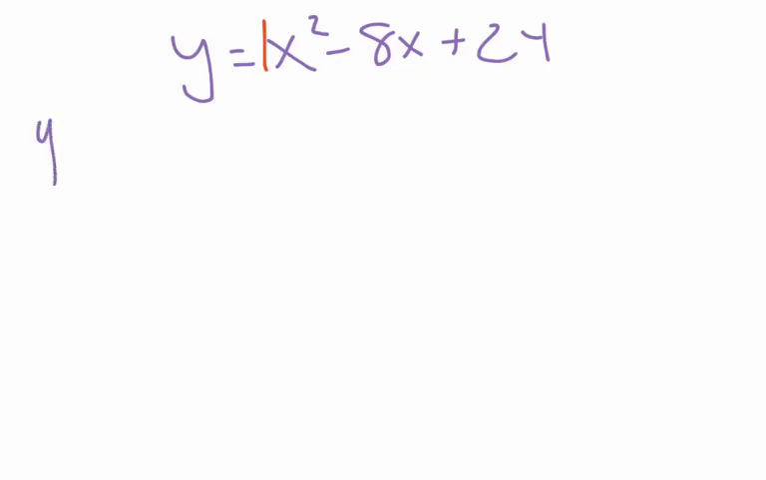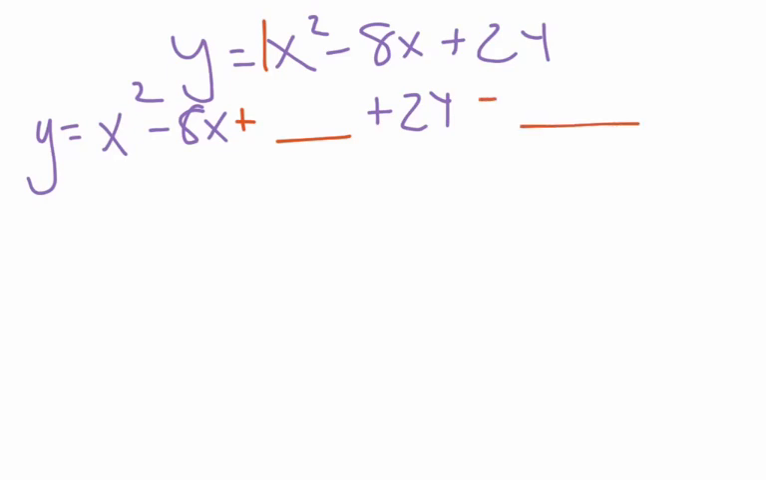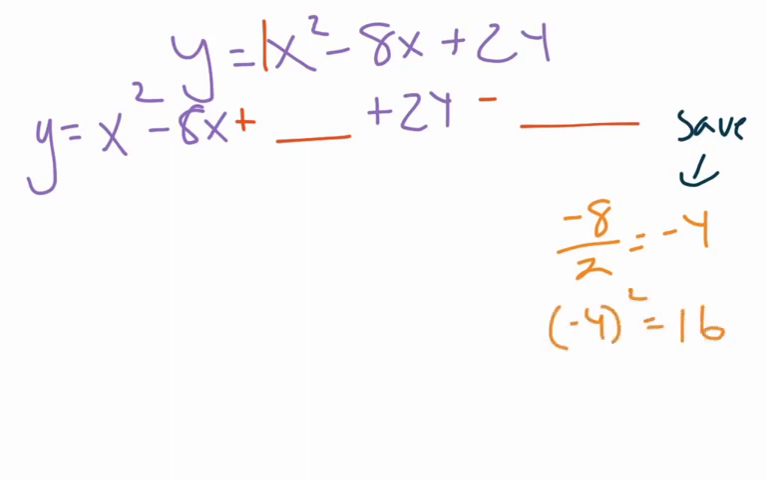Okay, so let's take a look at this. We have y equals x squared minus 8x. And then I'm going to add something in there. I don't know what I'm adding yet. And in order to keep it balanced, I've got to subtract the exact same thing. So the process is to take your b value, which is -8, and divide that by 2, and that gives me -4. I'm going to save that number. And then we'll have -4 squared, which is 16. That's the number that's going to go in here. So we're going to add 16 and then subtract 16.